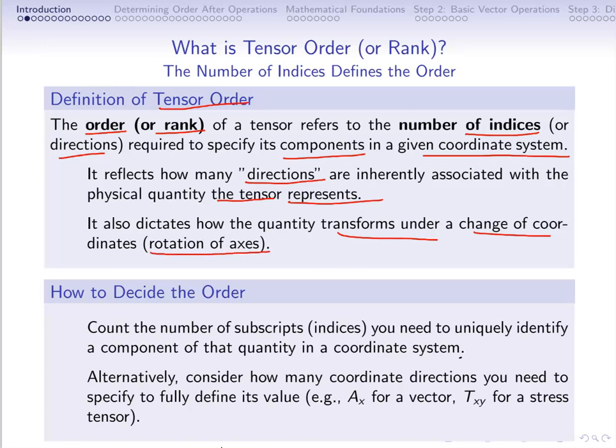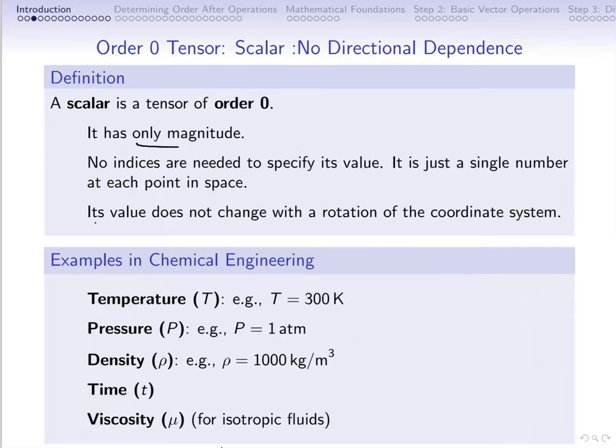Now how to decide the order? Count the number of subscripts or indices you need to uniquely identify a component of that quantity in a coordinate system. Alternatively, consider how many coordinate directions you need to specify to fully define its value, like A_x. So here the subscript is only one for a vector, and T_xy for a tensor has two subscripts, meaning it is a second order tensor.